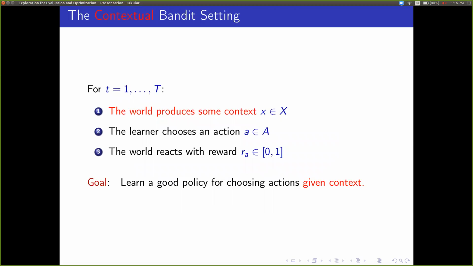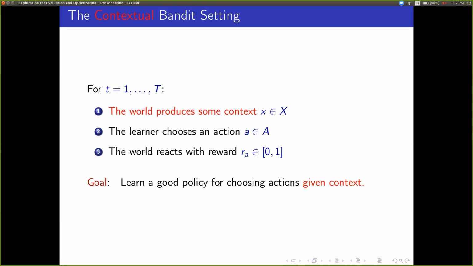Okay, so for all of these, we can think about the contextual bandit setting, right? So I'm going to think about a situation where repeatedly you see some context X. You choose some action A, and then the world gives you some sort of reward. So who has seen contextual bandits before? Fair fraction.